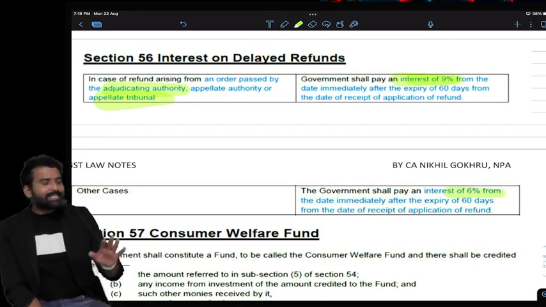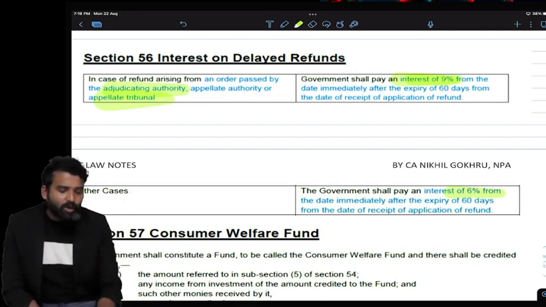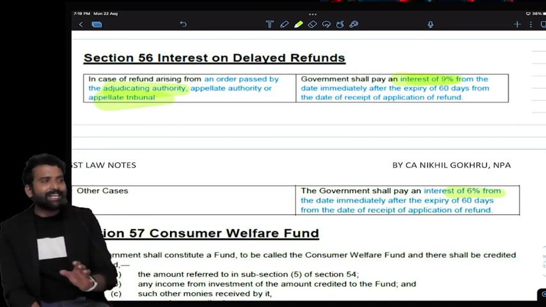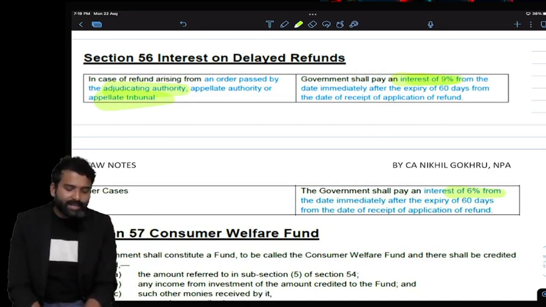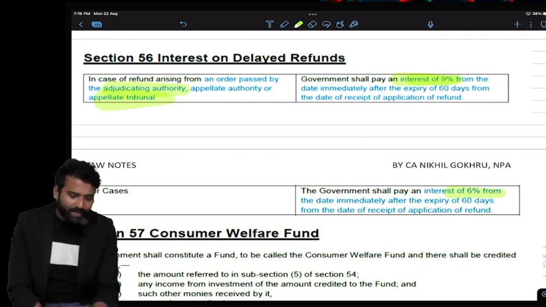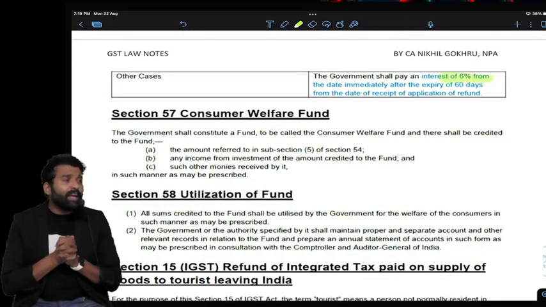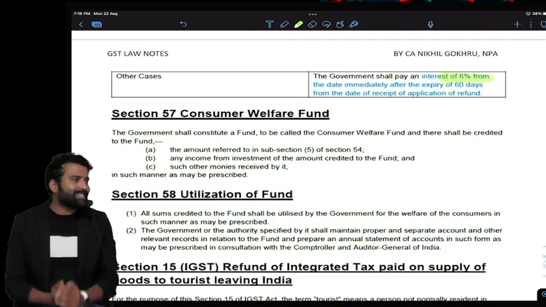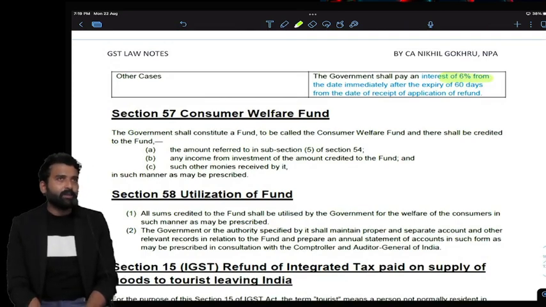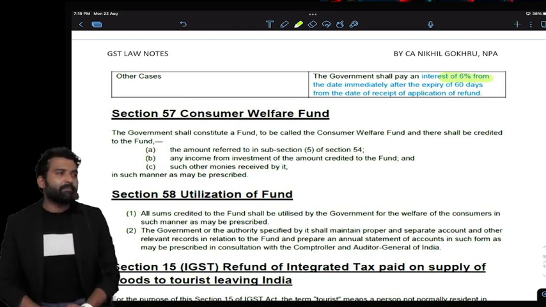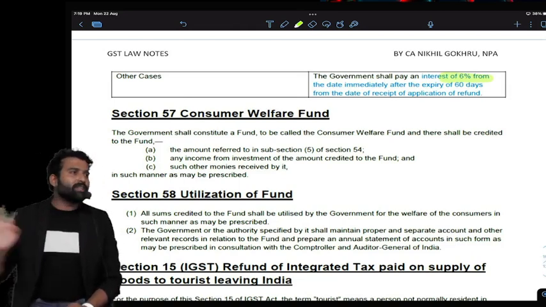They will give us the refund only after expiry of 60 days. If they are not issuing the refund within 60 days, they will give us the interest after expiry of 60 days. Okay. Now, very interesting. Listen carefully. If I have paid the extra amount of tax to the government, but for claiming the refund, I have to prove to the department that I have not passed on the incidence to the customer.